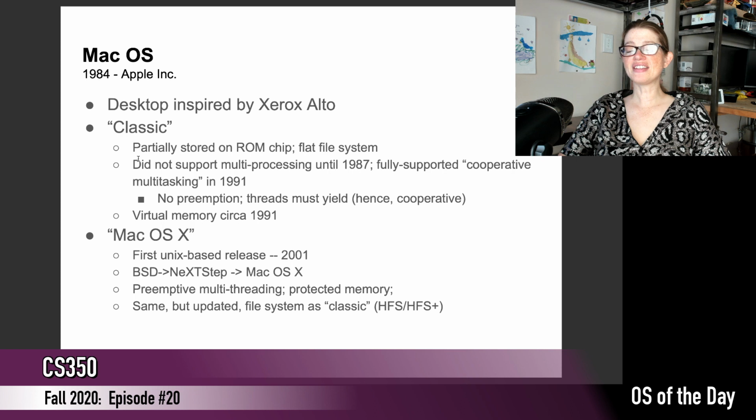And so instead of developing their own operating system from scratch, they actually acquired a company called NeXT, which had their own version of BSD. And they made their modifications to that and turned it into Mac OS X. And that came out in about 2001.